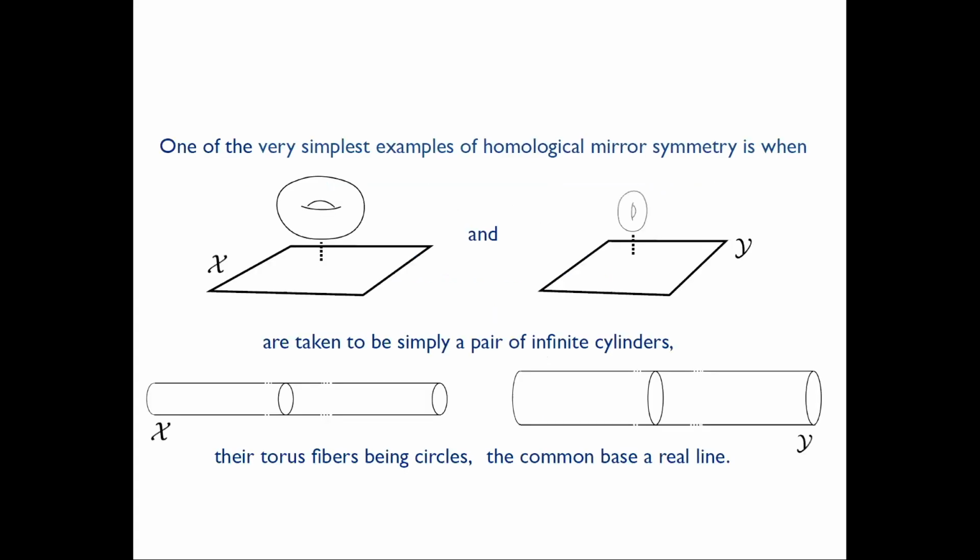So one of the simplest examples of homological mirror symmetry is when you take your X and Y to simply be a pair of infinite cylinders.